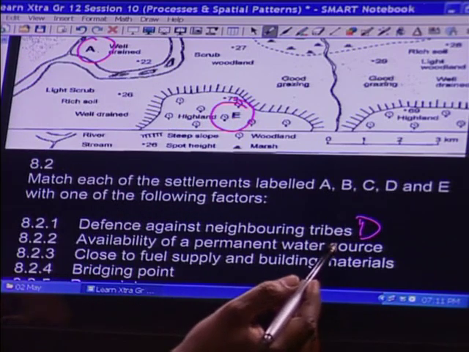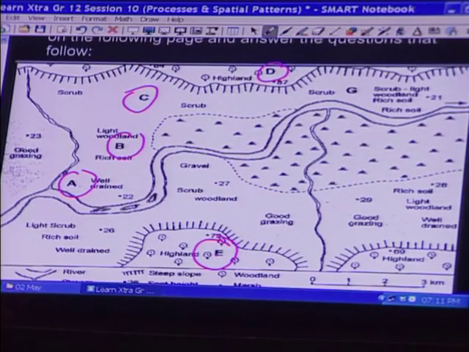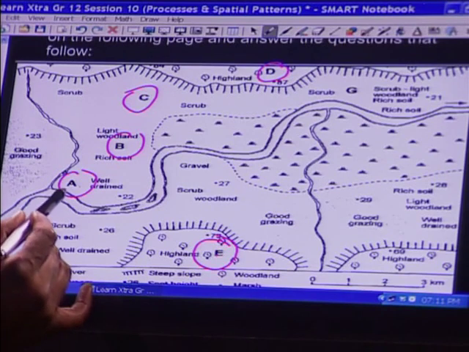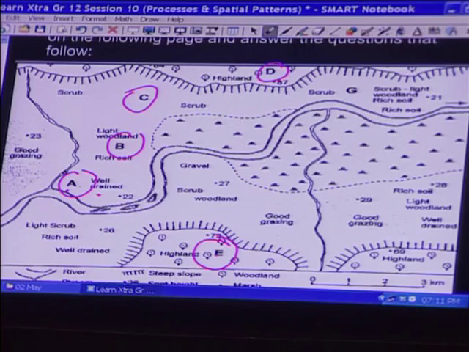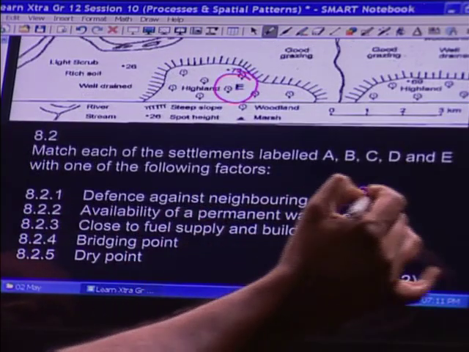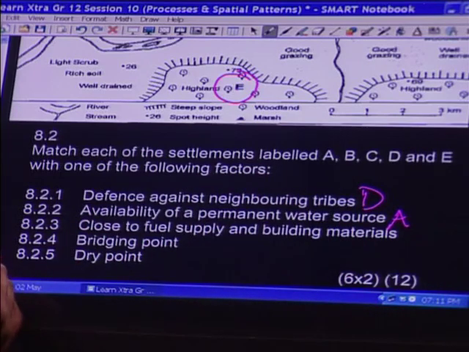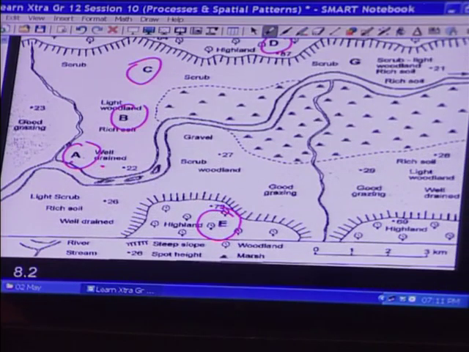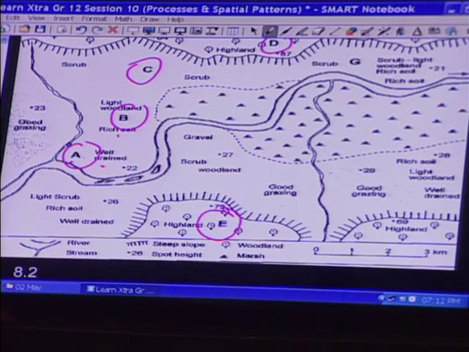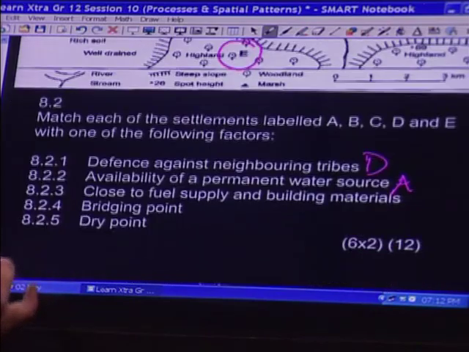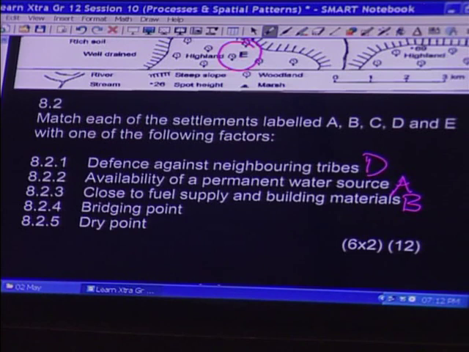Availability of a permanent water source. This type of settlement should be located close to a river. Of the settlements identified, A is most well positioned as it is located in a well-drained area. So the correct answer for 822 is A. Close to fuel supply and building materials. Note the following. There's a light woodland and rich soil occurring at settlement B. The correct answer for 823 is B.